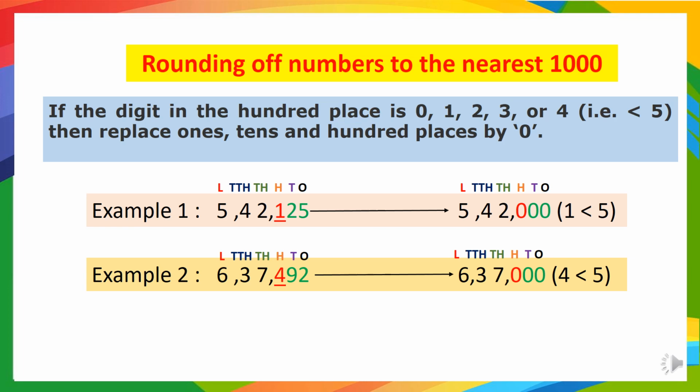First rule is if the digit in the hundred place is less than 5, then leave the thousand place as it is and change all the digits to the right of the thousand place to 0.